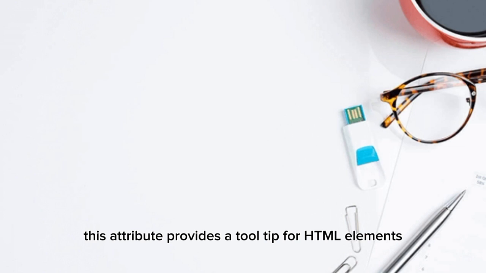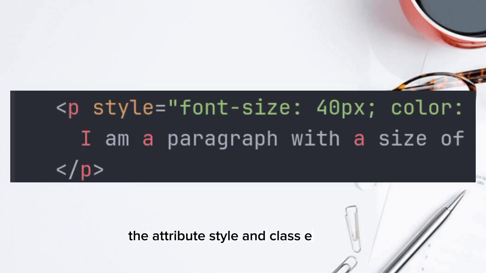The attribute title, example. This attribute provides a tooltip for HTML elements. The attribute style, example. In the example given above, we have created a paragraph using the paragraph element. We also use the style attribute to change its font size and color.